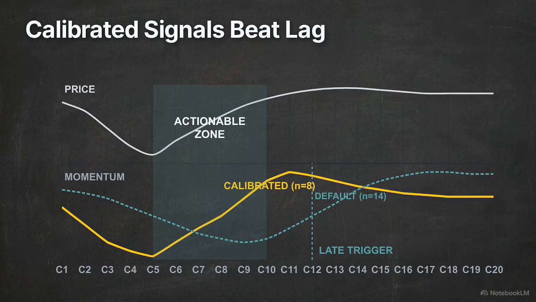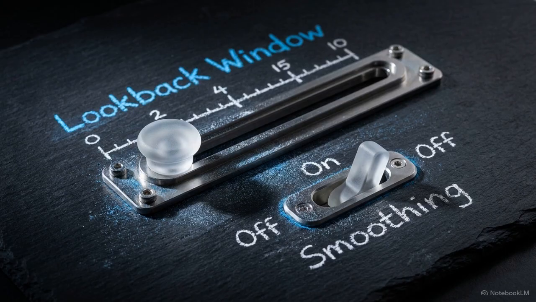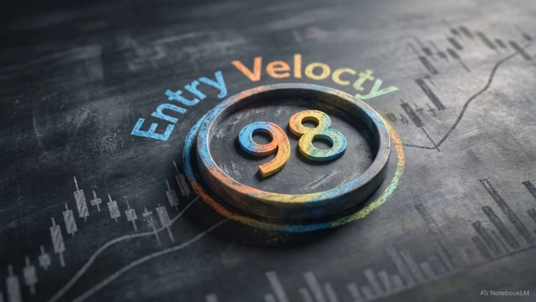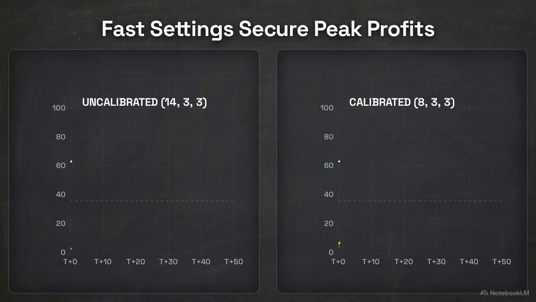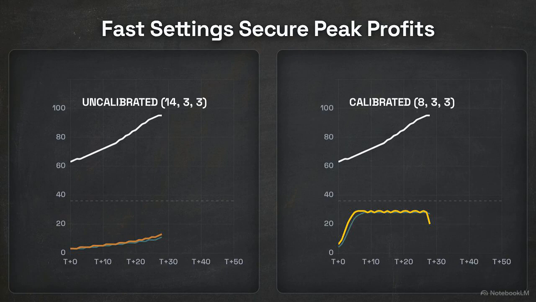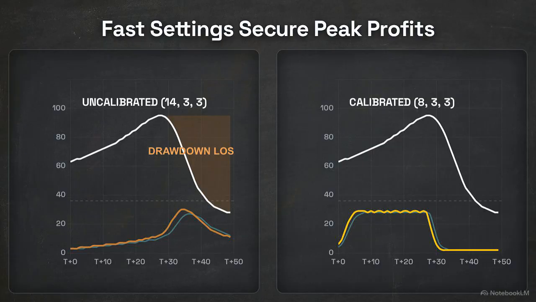The signal on the right captures the momentum shift 4 candles earlier than the default. Shortening the lookback period and removing the smoothing average aligns the indicator's reaction time with the actual frequency of the price candles. Adjusting these parameters helps ensure it's in profit exactly when the delayed signal on the left finally triggers a buy. The uncalibrated signal enters at the move's end, suffering an immediate drawdown as price reverses.